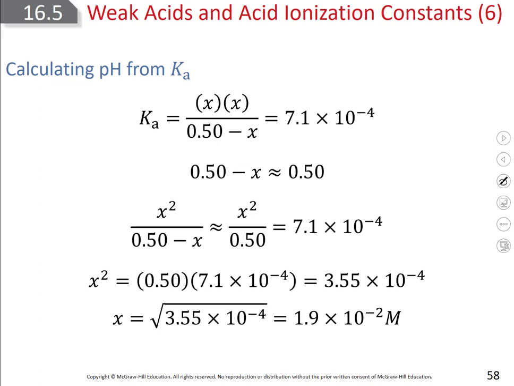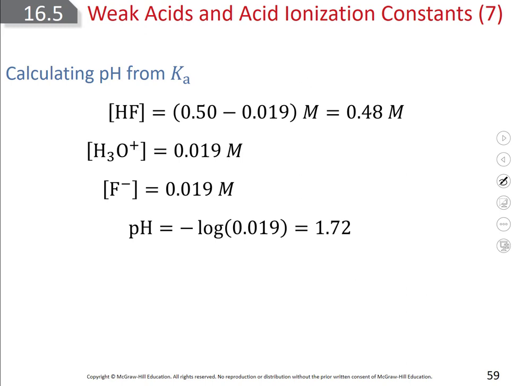Now, good news. Most of the time, you will not have to do the quadratic for a weak acid ice table. Most of the time, you can get away with assuming it's pretty darn close to the square root. I'll show you that in a second. This is on page 736 if you want to follow along, but it's just the quadratic.